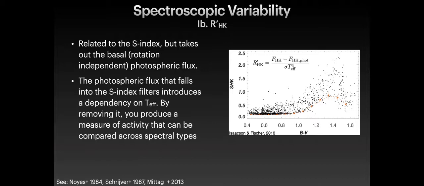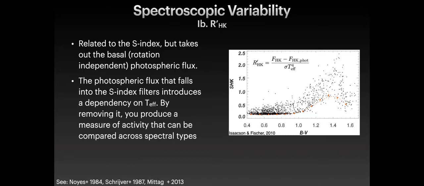The R'(HK) index, however, applies a correction that's based on the target star's effective temperature, and this allows you to then compare across spectral types and can be very useful for trying to figure out how active stars are with respect to one another. So it also subtracts off the photospheric flux that falls into the S index filter, which is not related to magnetic features. It's rotation independent, and it introduces this additional dependency on spectral type.